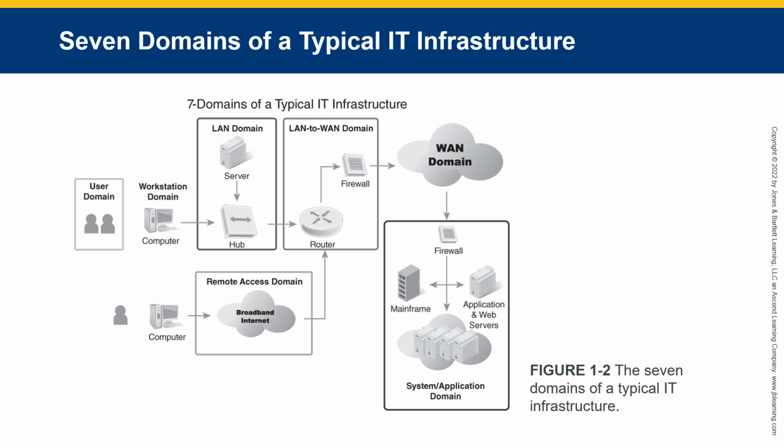Then we have our LAN to WAN domain, and this is our routers and firewalls that help us connect to external sources outside of our local organizational networks. And our WAN domain is a wide area network. The most famous and well-known wide area network is called the Internet. Organizations can also have a WAN. A WAN could be something that connects data centers.